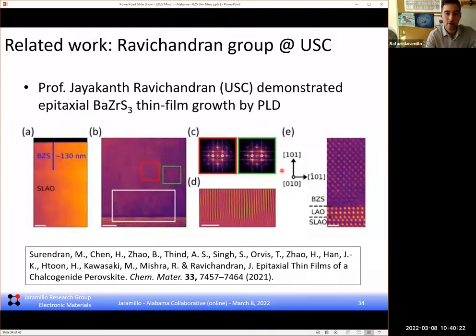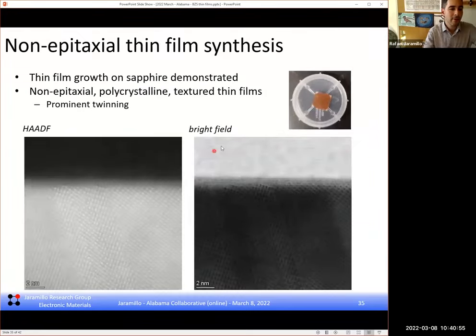I also want to pause and recognize Jay Ravichandran, who I mentioned before. He's my collaborator and friend at USC. He made the single crystals. We did a lot of these studies together. While I was developing MBE, he was developing PLD, and we help each other a lot. And so right around the same time, he published similar growth on SLAO by PLD. And they see some similar things that we see. They see some different things. PLD and MBE are obviously complementary to each other. So we're having fun here in this space. All right.